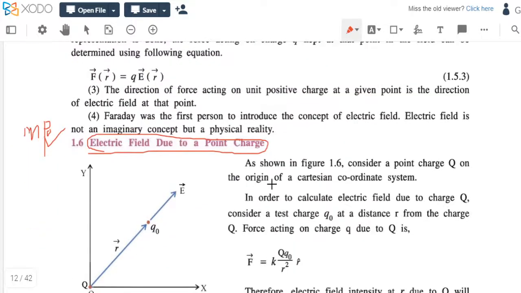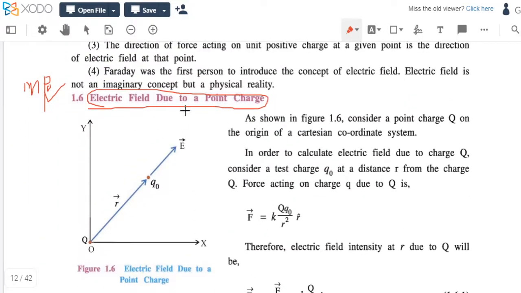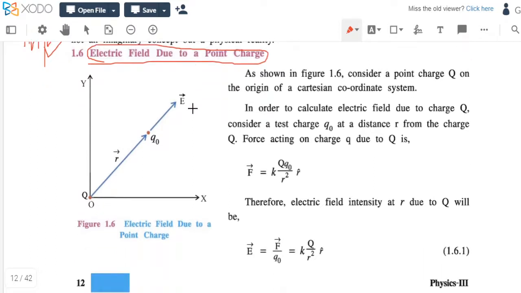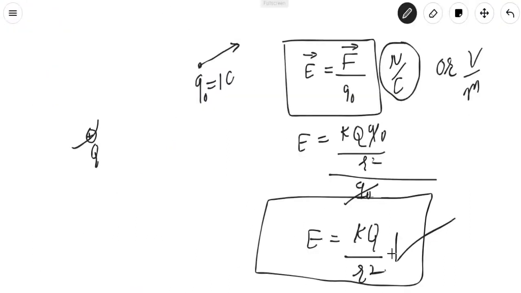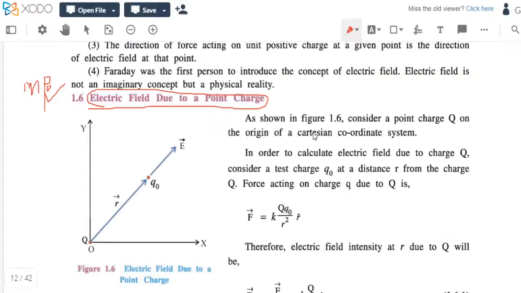Okay, so let's get to our theory: electric field due to a point charge. It is very simple. We want our equation kq by r square, just like this one, but in vector form. So to get that equation, we will have a figure like this one.